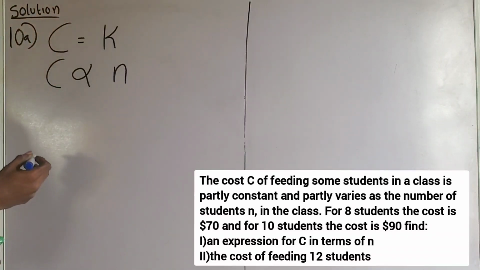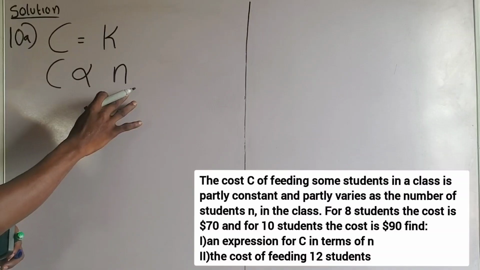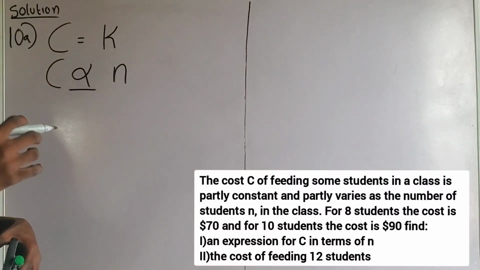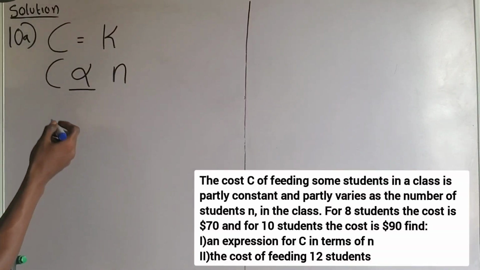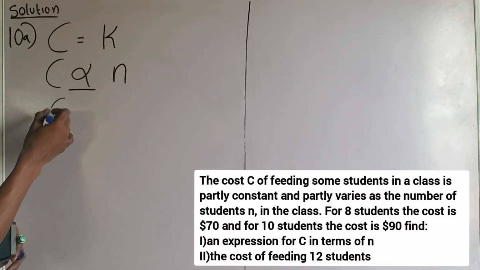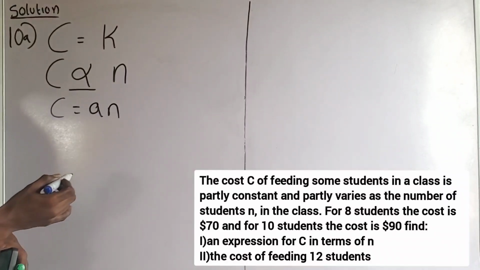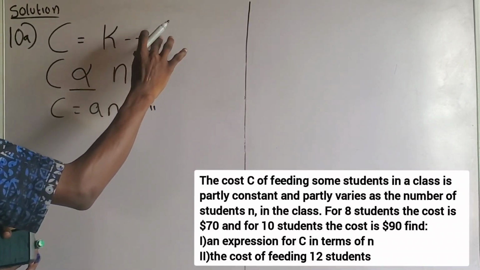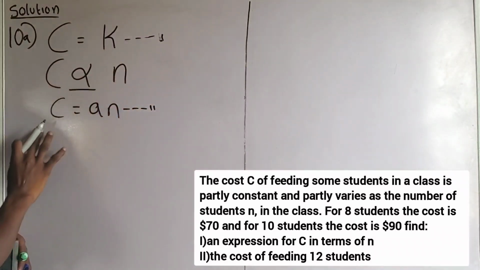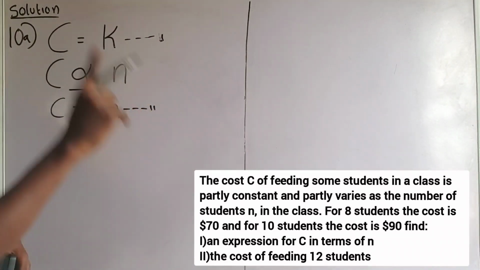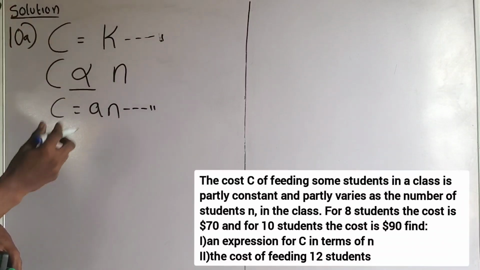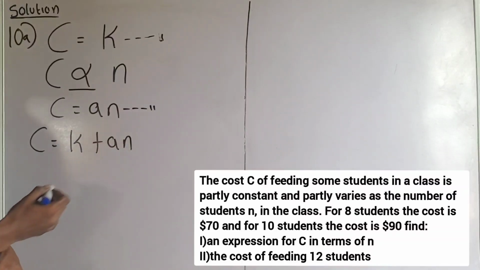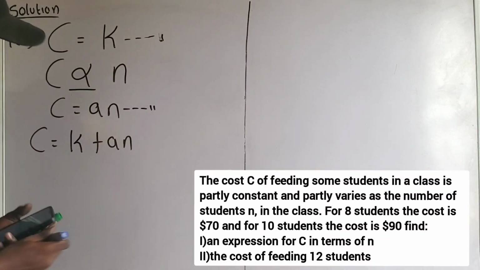Now, let's come back to the question. C varies directly as N. If I want to change this variation sign to an equals to sign, I'm going to introduce a proportionality constant, right? So let me call that proportionality constant A. I'm going to have C equals to AN. So the first expression for C is this, and the second expression for C is this. If I want to write C as a single entity, I'm going to have C equals to A plus AN. Do you understand? Okay, so that's it.